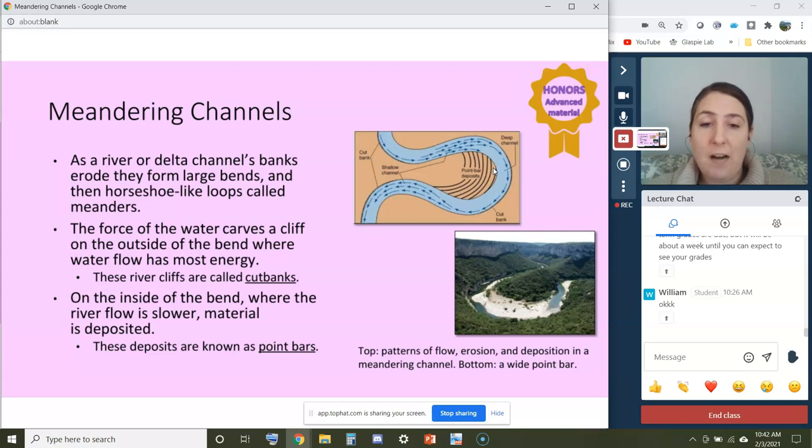So on the outside, the force of the water carves out a cut bank. On the inside of the bend, material is deposited, and we call these deposits point bars. So it's a sandbar on the point, essentially, of a meander. In this picture here, you can see a very large, broad point bar forming on this meander. And if you look carefully at this picture, there's essentially a steep cliff face on the outside of the bend.